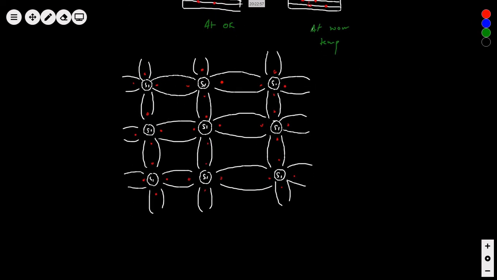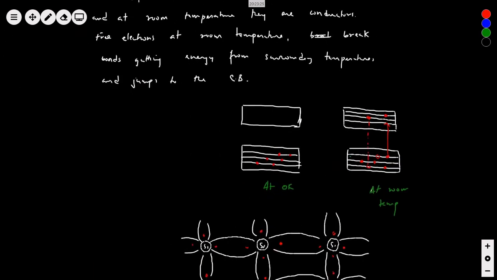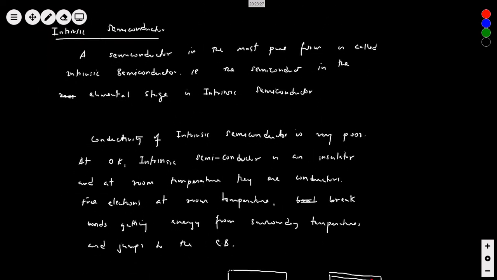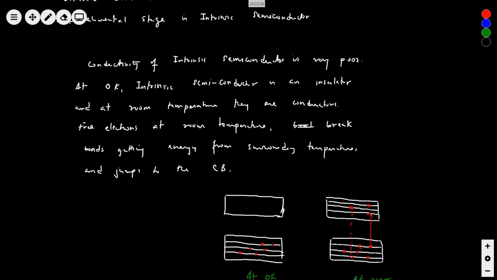You can imagine you are seeing the bond structure of intrinsic semiconductor. So the conductivity is very poor, no use. You cannot use it for any other purpose. I will see extrinsic semiconductor.